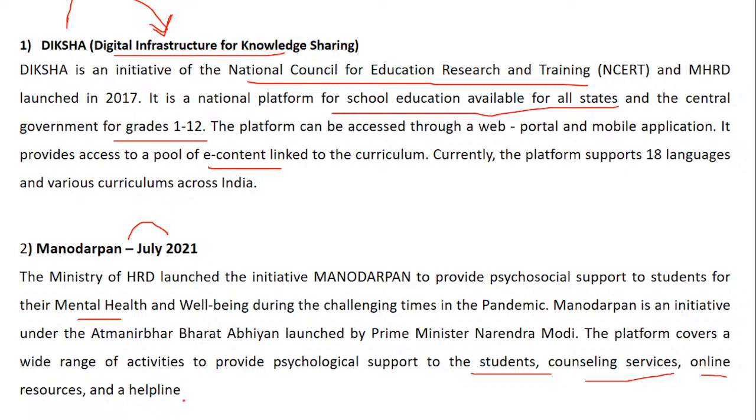So this is basically to strengthen mental health or to come out of a trauma if a student has suffered during the pandemic. But obviously now the pandemic has gone, that trauma phase has gone, but this will continue to count as counseling services in the coming future also.